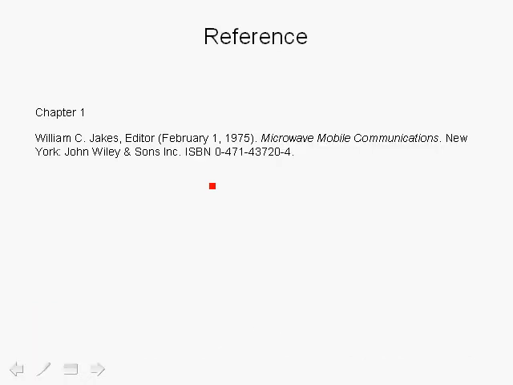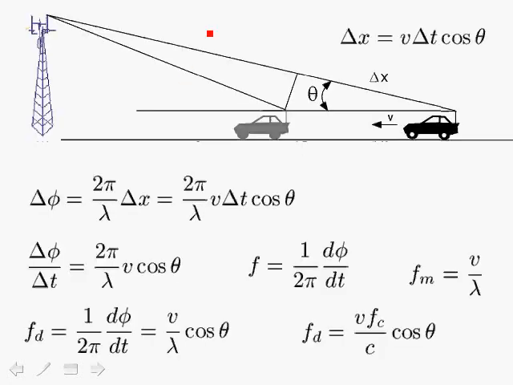An excellent reference for this work is William Jakes' Microwave Mobile Communications, which was published in 1975 and republished recently. We will derive the Doppler shift as a function of velocity, vehicle velocity, and carrier frequency.